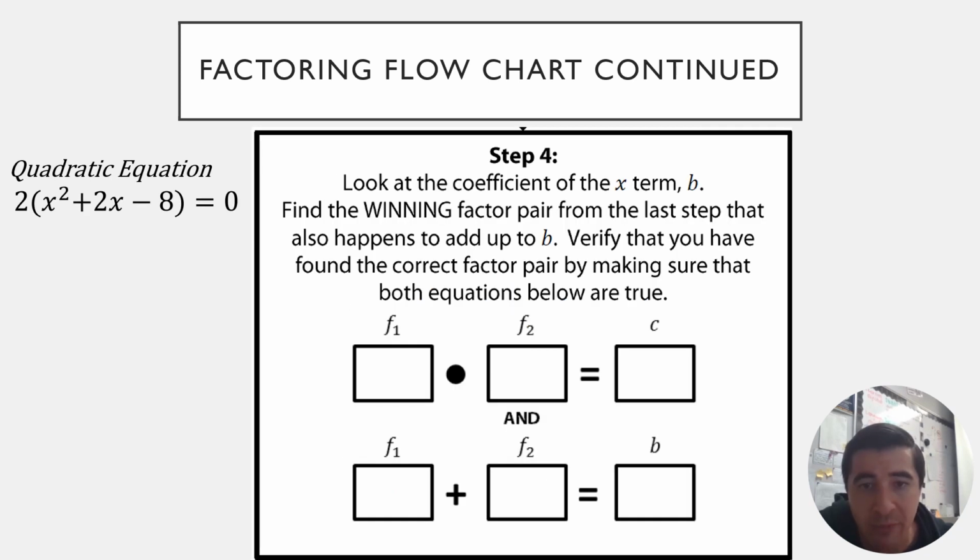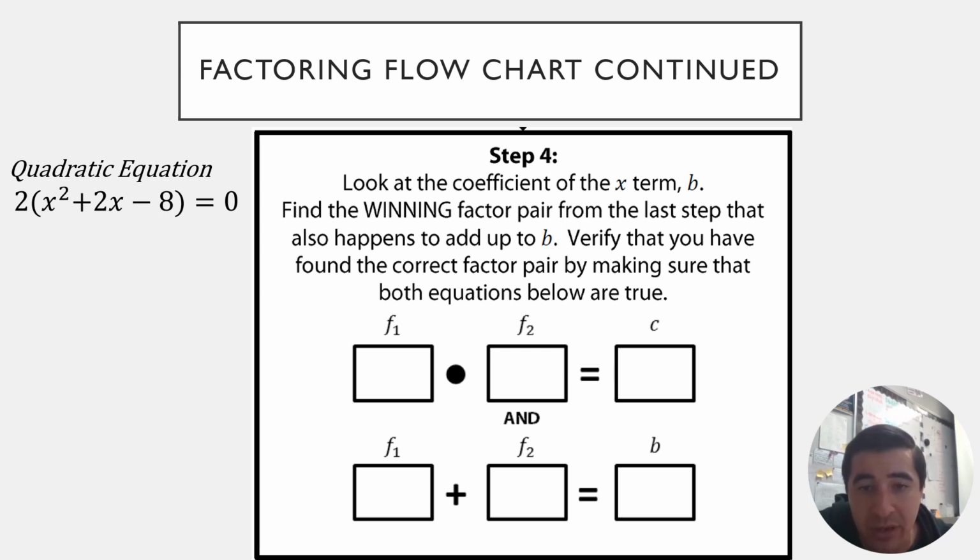So looking at the coefficient of the x term, b, find the winning factor pair from the last step that also happens to add up to b, which we just did. But it verifies that you have found the correct factor pair by making sure that both equations below are true.